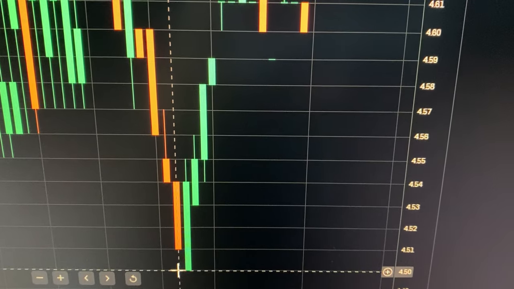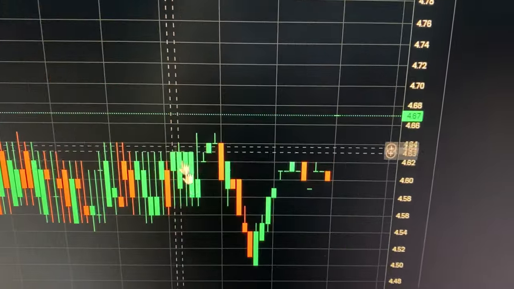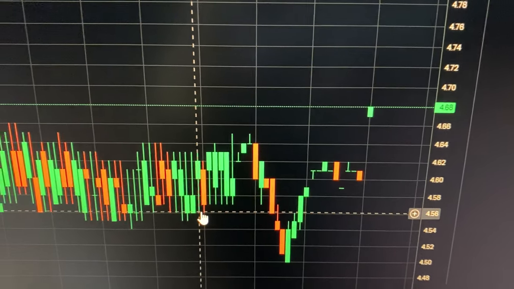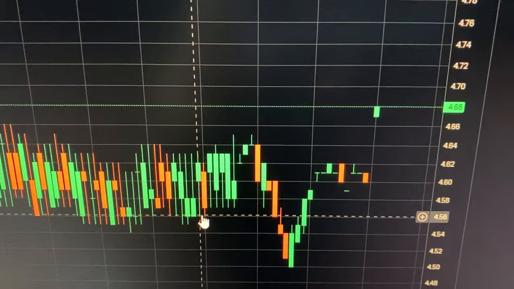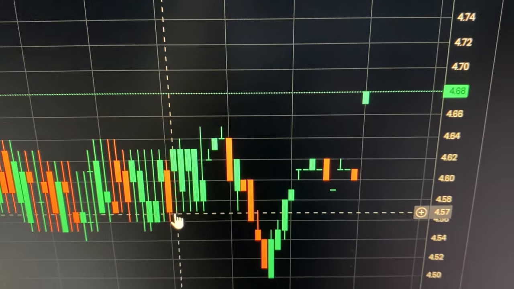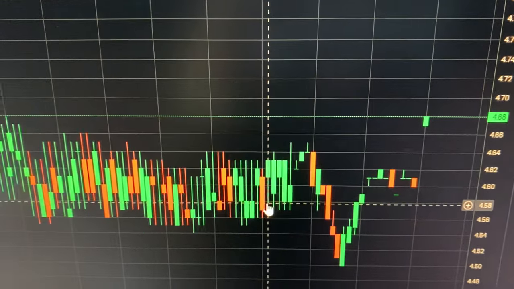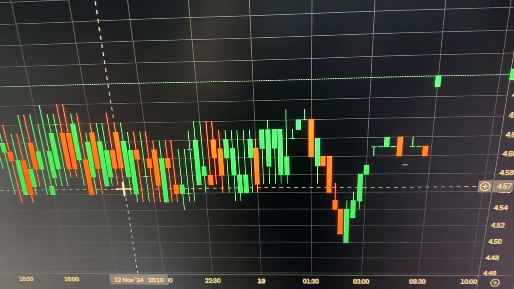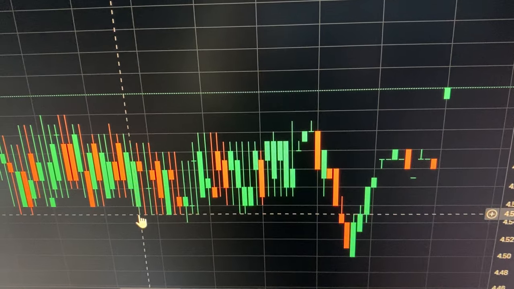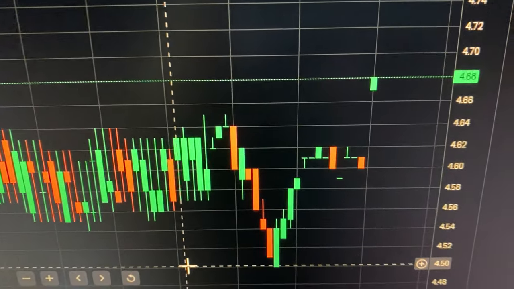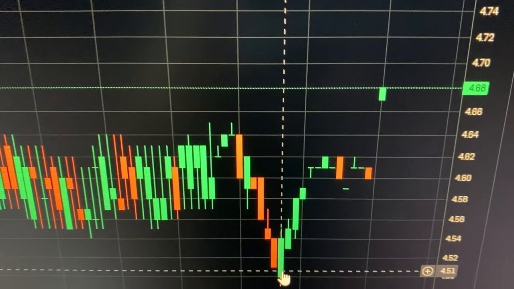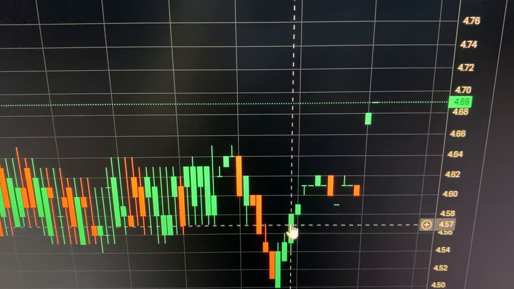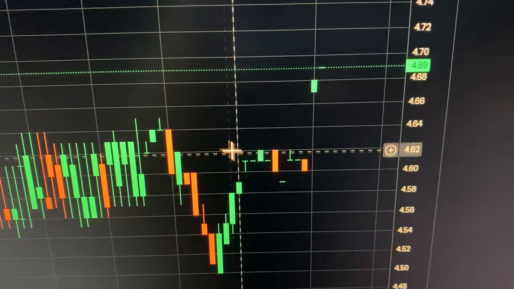It went down to 450, in fact. It was pushing when I left it, I think it was around 458, it might have been 456. But yeah, around about there, 456, but it pushed down to 450 in pre-market, and then since then, it's still in pre-market, it's lifting up.